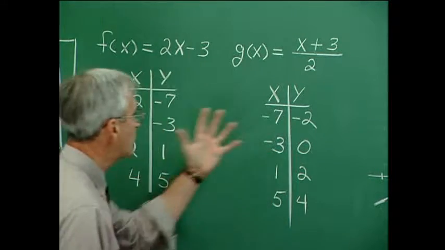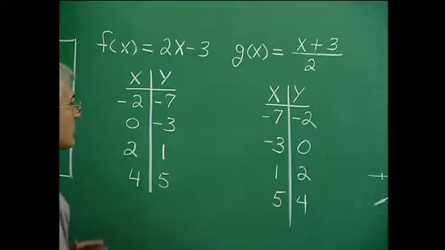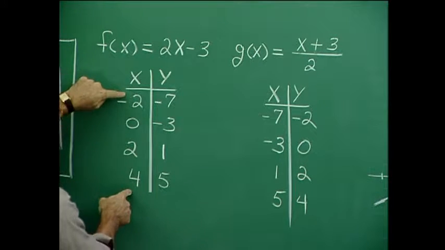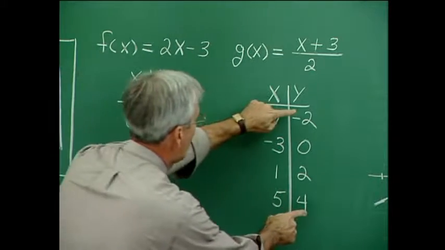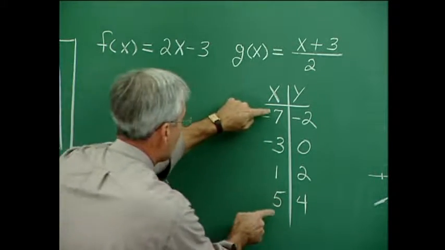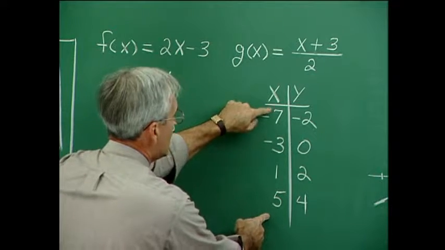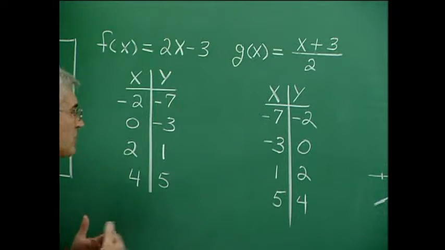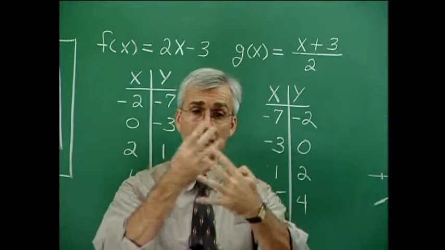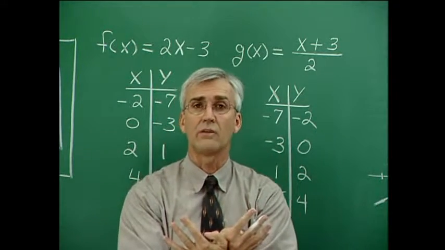Now look at these two tables of values. Notice that the items in the x column here correspond precisely with the items in the y column over here, and the items in the y column here correspond with the items in the x column here. This is no more than an extension of that idea that the domain and range of these two have just swapped roles pretty much.